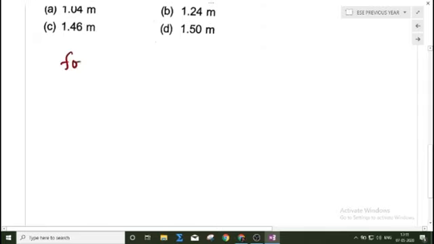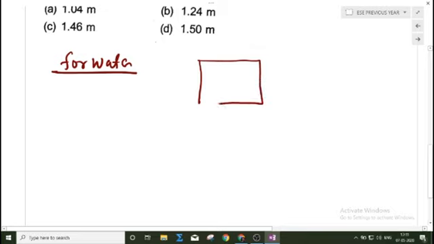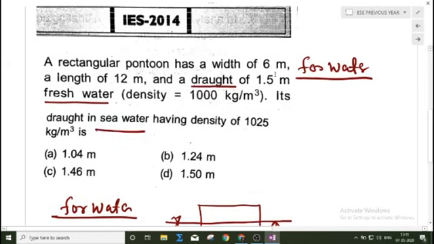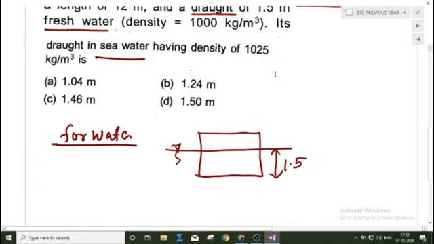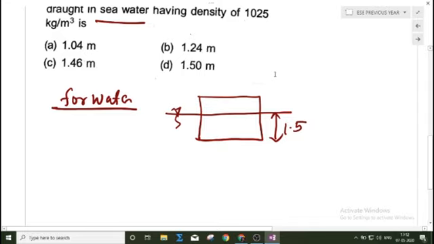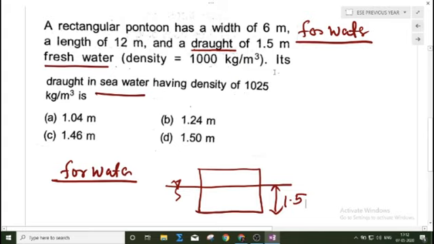For water, the rectangular wood, pontoon or wood, that is similar to that one. So it is submerged in fresh water, and this draught in water is how much? This is given to you as 1.5 meter. In water that is given as 1.5 meter. And that rectangular pontoon has width given, length given, draught 1.5 meter, and we have to find out this.